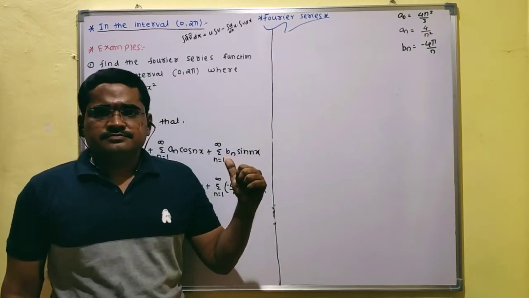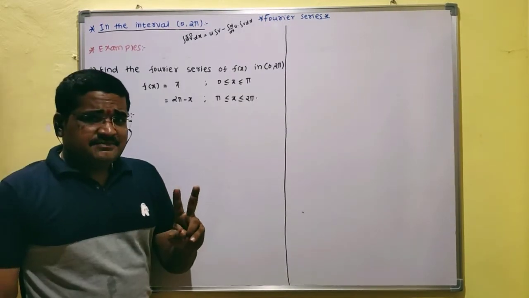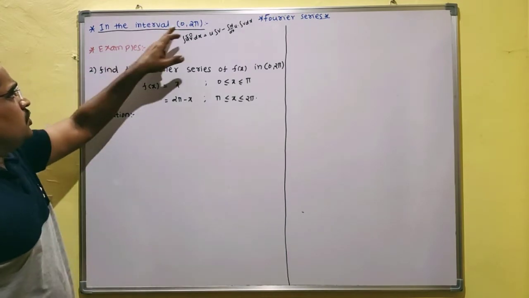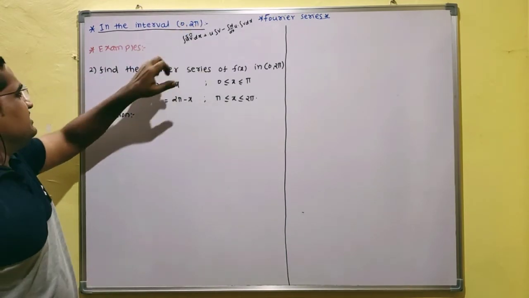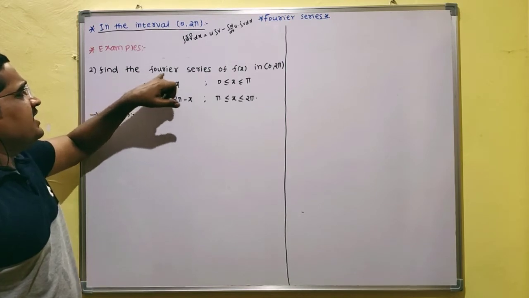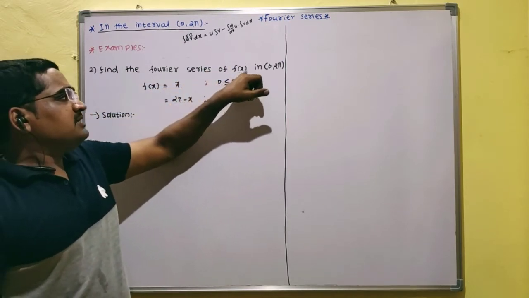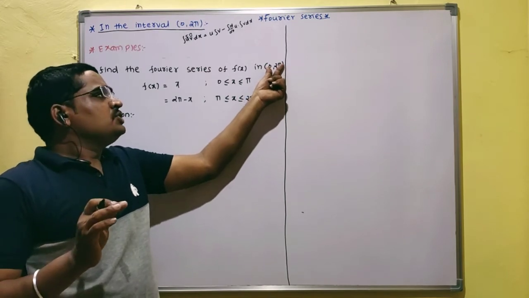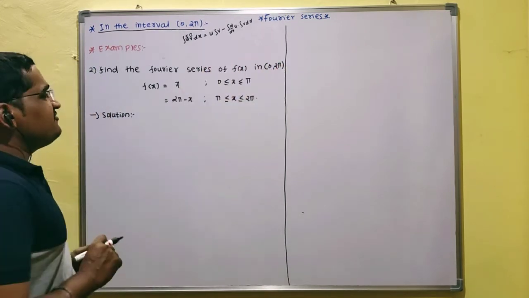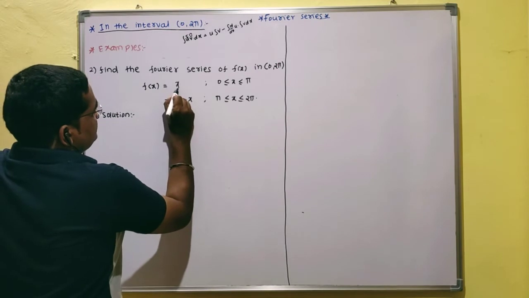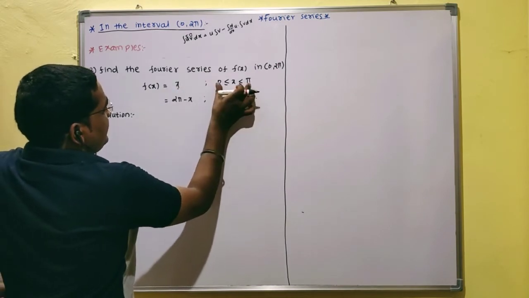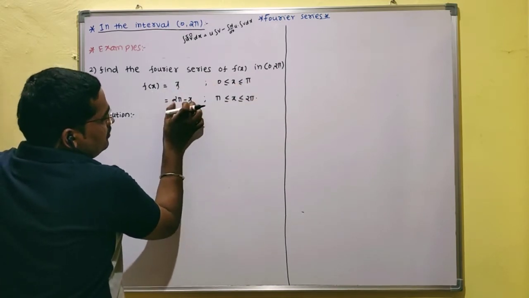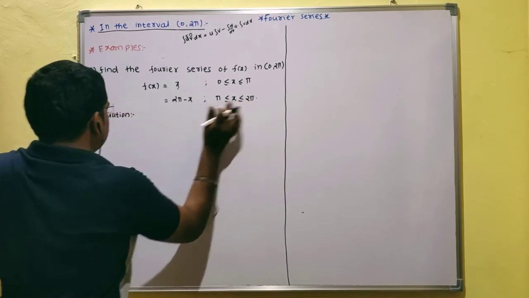Okay, this is very simple. Now we will see one more example on this article. Okay, this is our second example on that interval 0 to 2 pi. Okay, what is that example? Find the Fourier series of f of x in interval 0 to 2 pi. This is our original range. What is that range? 0 to 2 pi. Now they are giving function f of x is equal to x when 0 to pi and f of x is equal to 2 pi minus x when pi to 2 pi.